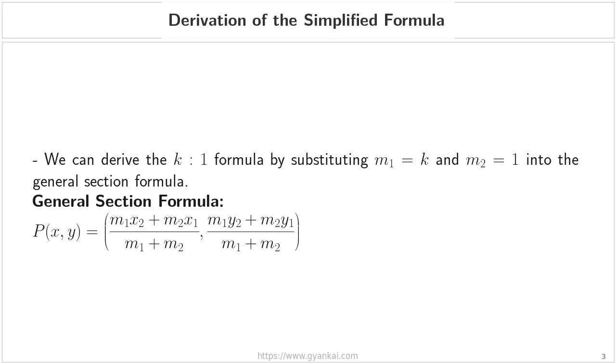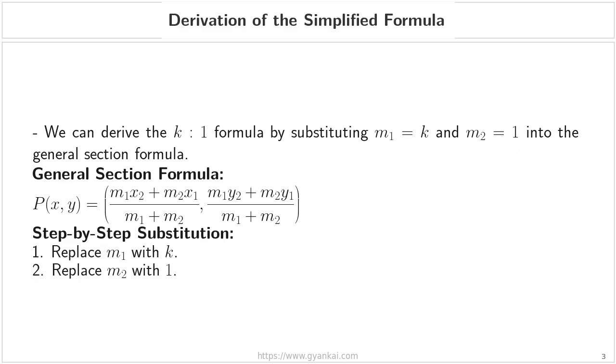First, let's recall the general section formula. As we saw in our previous lesson, when a point P with coordinates x and y divides a line segment OB in the ratio m1 to m2, the coordinates are given by x equals the quantity m1 times x2 plus m2 times x1, all over m1 plus m2, and y equals the quantity m1 times y2 plus m2 times y1, all over m1 plus m2.